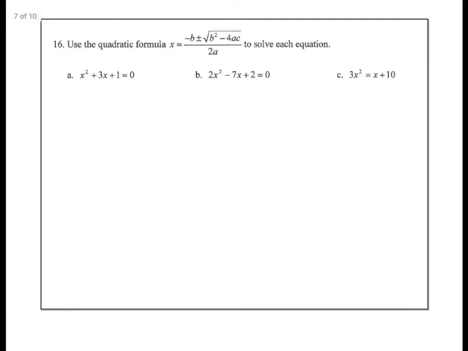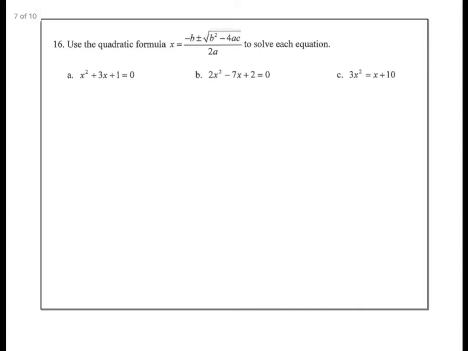Alright, 16 says use the quadratic formula, x equals the opposite of b plus or minus the square root of b squared minus 4ac, over 2a, to solve each equation. My biggest piece of advice here with the quadratic formula is just take it one step at a time. It's easy to make a mistake or to drop a negative if you're not careful and you try to do a bunch of this in your head. So use the formula to your advantage, use the calculator to help you, and just take your time.